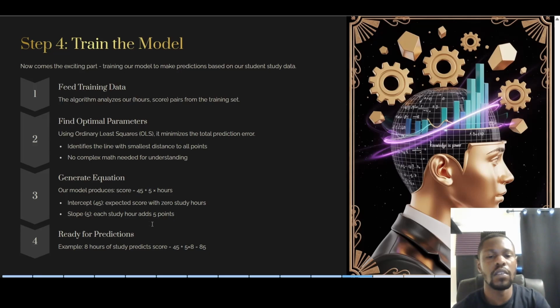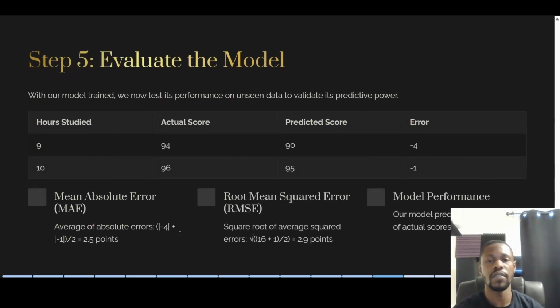And so now it's time for the prediction. For example, if a person does 8 hours of study, we take the intercept score, which would be 45. So if the person didn't do any study, then we'd expect them to score 45. But because they've done 8 hours of study, we'll do 5 times 8 plus 45, and we get 85. 5 times 8 is 40, plus 45 equals 85. So if this person does 8 hours of study, we expect a score of 85.